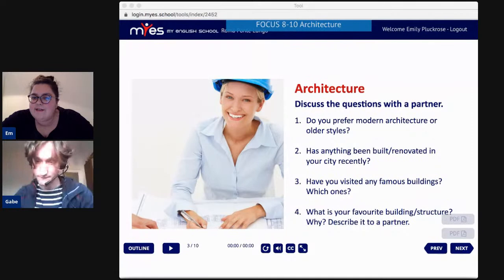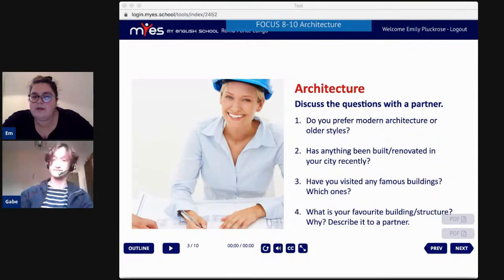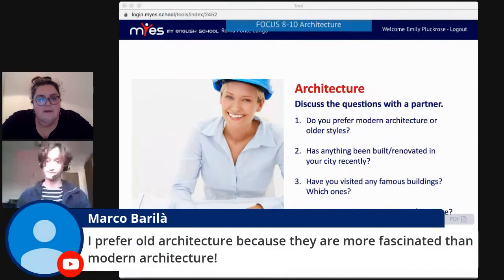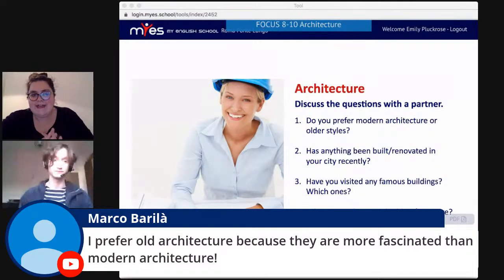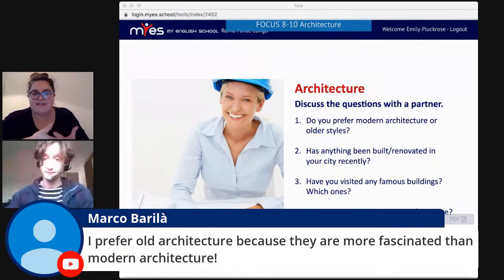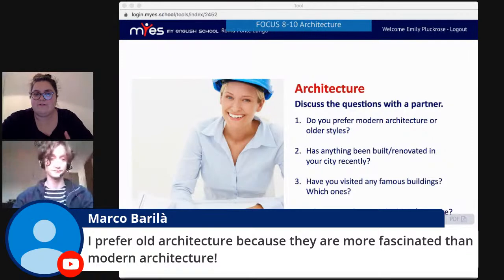Okay, Marco. So that's a nice comment. Marco prefers old architecture. I just want to look at your adjective here. So this adjective. Oh, sorry, you can't see what I'm showing. Fascinated. You're talking not about how you feel, but the subject of this sentence is they. So you're referring to the architecture or the styles. So the adjective should be not fascinated, but fascinating. So the architecture is fascinating, which means you feel fascinated.